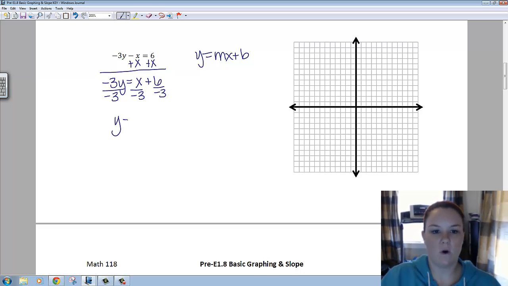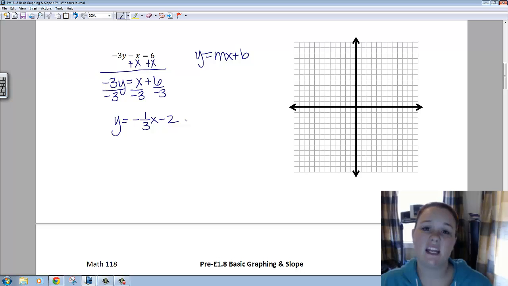So I end up with y is equal to negative 1/3 x minus 2. And I write it as negative 1/3 because the coefficient on the x before I divided it by negative 3 was a 1. Okay, so 1 divided by negative 3 gives me negative 1/3.